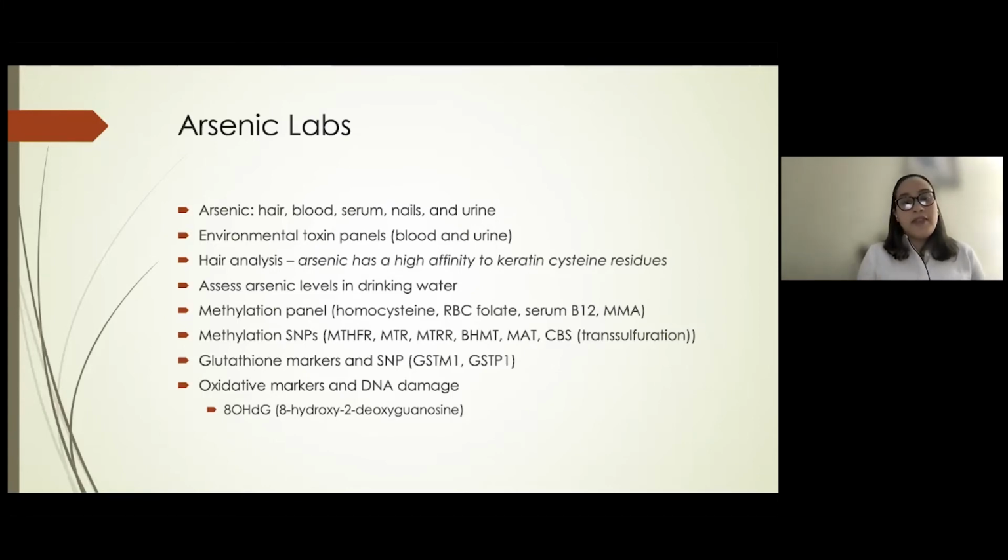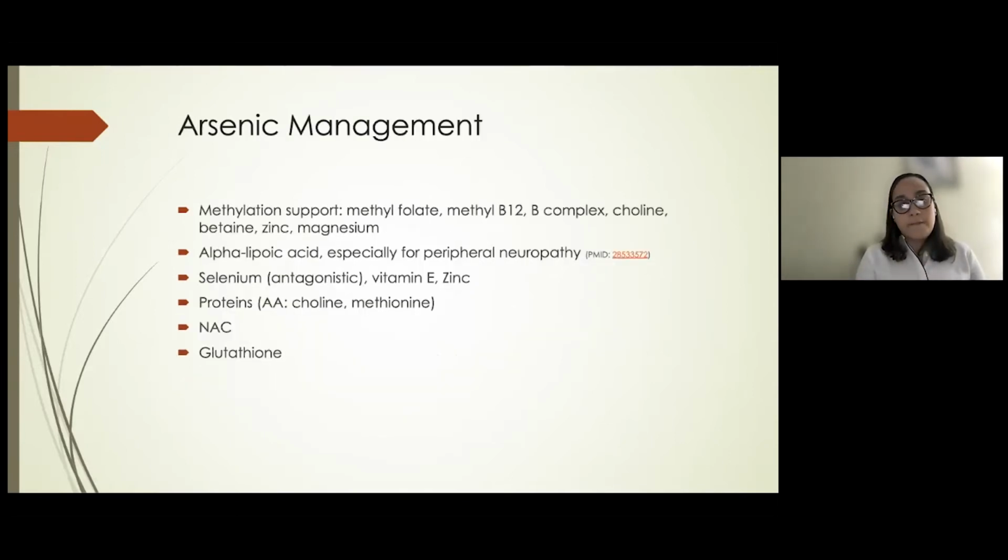to arsenic locally? Methylation panel and methylation SNPs, so homocysteine, RBC folate, serum B12, methylmalonic acid, as well as your typical genetic methylation SNPs, MTHFR, MTR, MTRR, etc. Because arsenic has an ability to not only mess with the mitochondria, but reduce methylation and impair methylation in certain individuals, especially those who are prone. You want to check glutathione markers and its SNPs, GSTM1, GSTP1. I'll share a lab at the end where I like to test these genetic SNPs because if they have these SNPs and an inability to properly make adequate levels of glutathione, things like arsenic are going to build up over time. And then oxidative markers and DNA damage, 8-OHdG is a good marker for that.